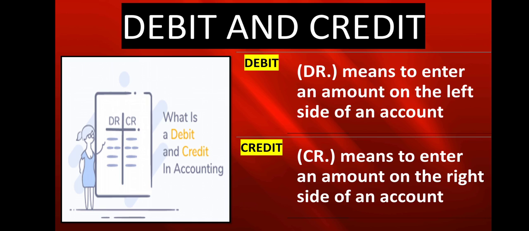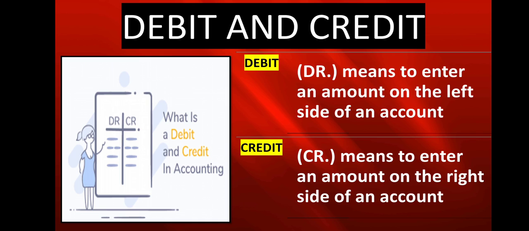If the amount is entered on the left hand side, it is debited, or debit. When we talk about credit, it is entering the amount on the right side of an account. So this is a basic thing that you have to remember. When I say debit, immediately remember the shape of the account. Left side is for debit. When I say credit, it is the right side of the account.